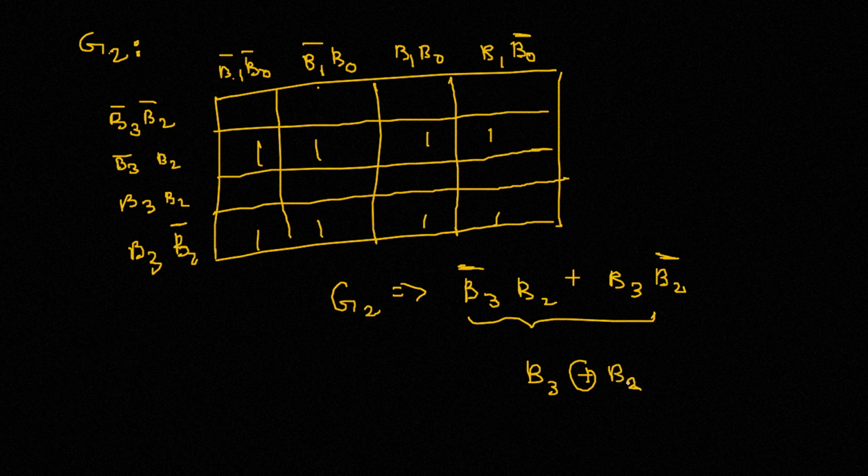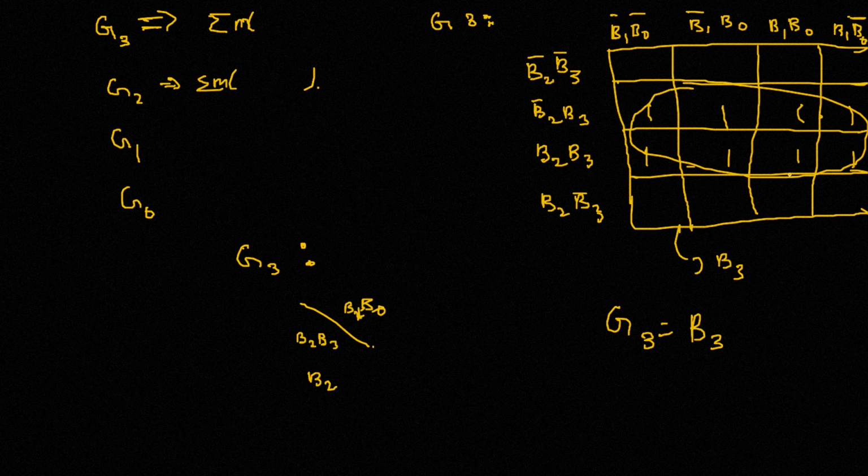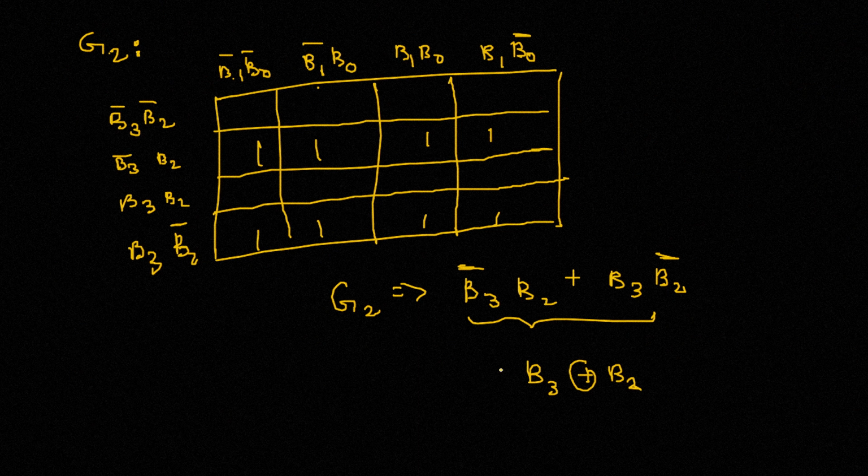So similarly, what we do is we write the entire code, then we see all the minterms of the particular digit, like we did for G3 and G2, and then you make the K-map and find each of the terms. So similarly, upon calculating, we'll get G1 as B2 XOR B1 and G0 as B1 XOR B0, right?